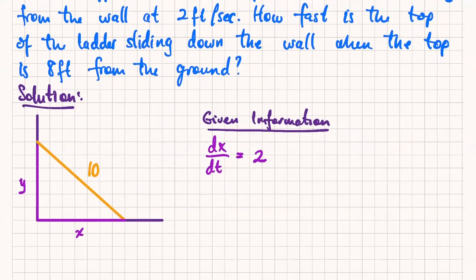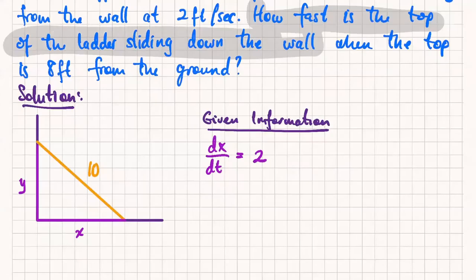All right, the next clause. So now we have the question: how fast is the top of the ladder sliding down the wall? That is the first clause, right? The "when the top is 8 feet from the ground" is actually a separate clause. What is this highlighted clause actually telling us or asking? It's actually a question, because the whole thing is a question. What is this asking us to find?